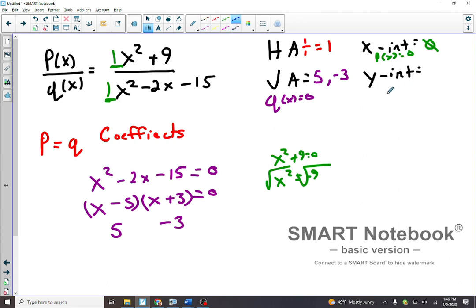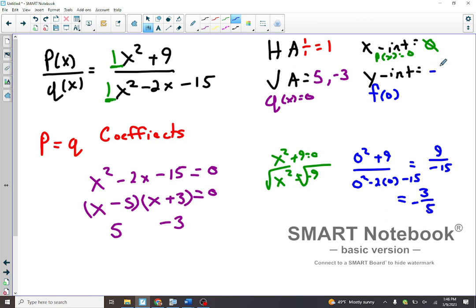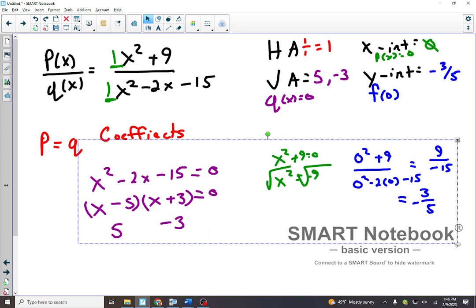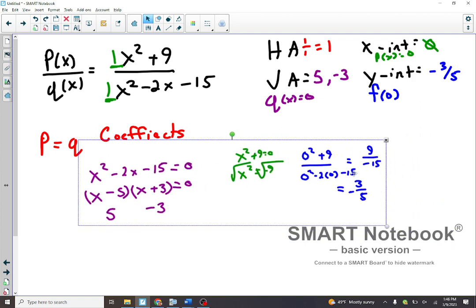And the last one, the y-intercepts, that's when we plug in 0 for x in the equation. So 0 squared plus 9 over 0 squared minus 2 times 0 minus 15. 9 over -15 reduces to -3 over 5. You could have multiple vertical asymptotes. Yes.